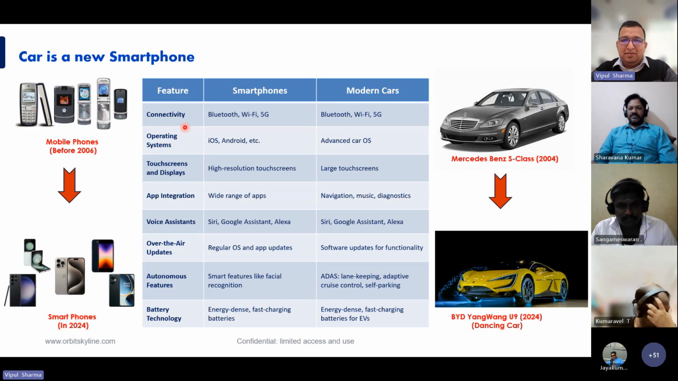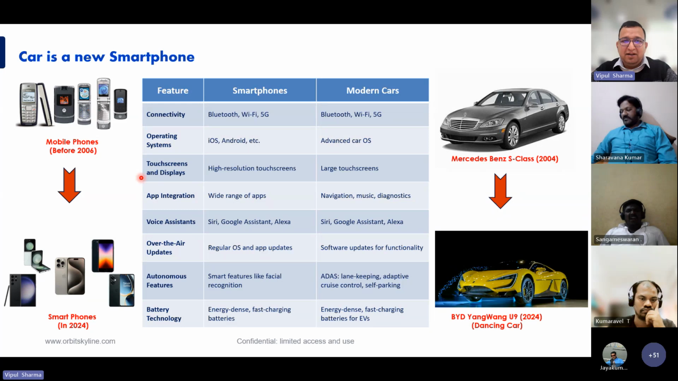Okay, so just imagine what features modern cars have. These are the features which smartphones have, and these are the features which our modern cars are having. All the Bluetooth, Wi-Fi, 5G, and the cars have their own operating system. Tesla and all the EVs BYD is releasing have their own operating system. Touchscreens, smartphones obviously have, and cars are having big touchscreens now, through which you can control all the features of your car. All the apps which used to be in mobile phones are integrated inside cars now. Voice assistants are there. Electric cars are getting over-the-air updates.